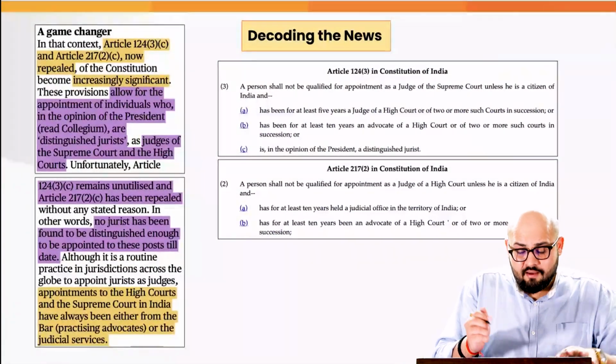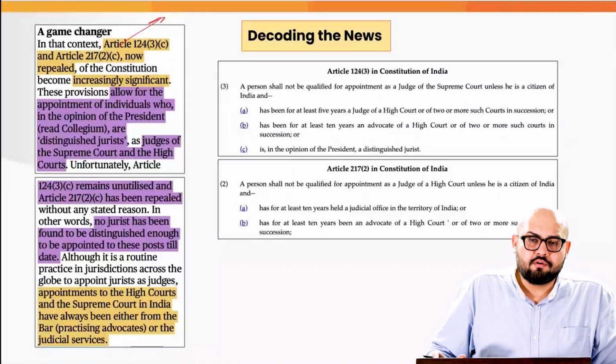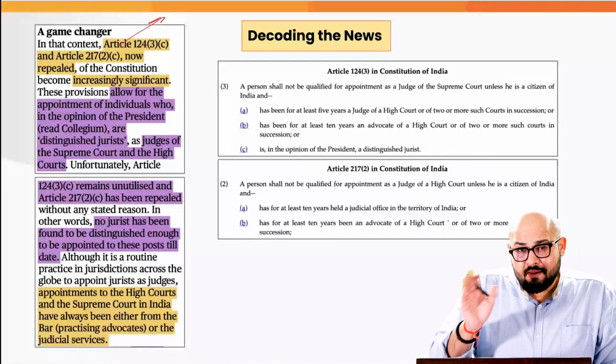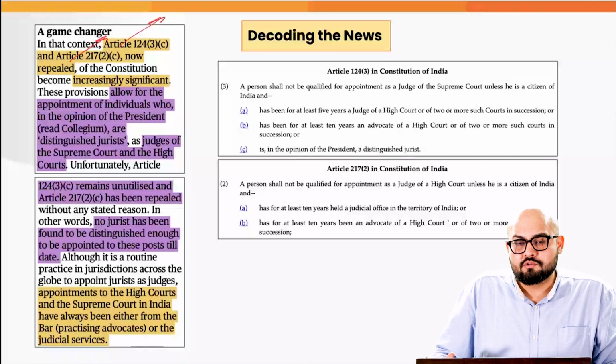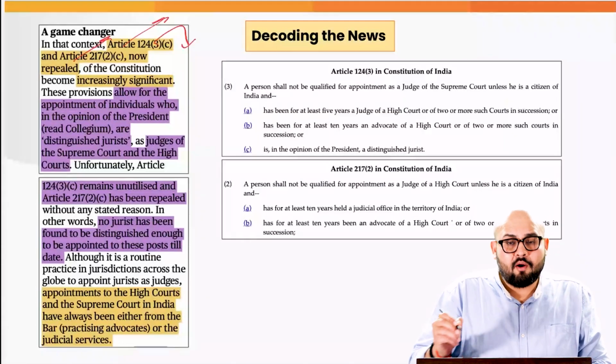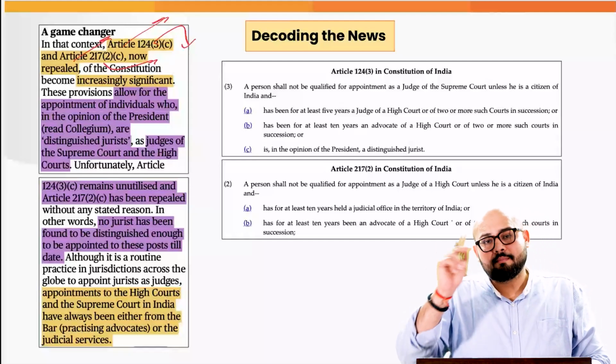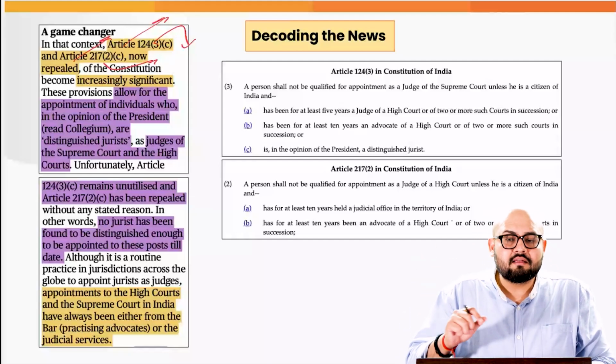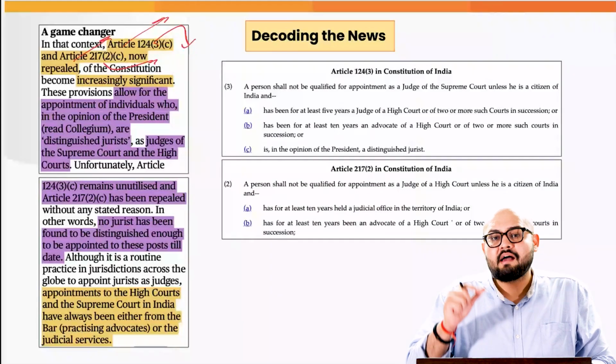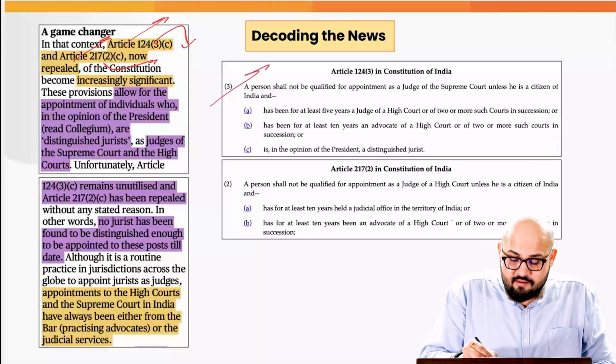A game changer: we have Article 124 subclause 3 subclause C and the repealed article, which is 217 subclause 2 subclause C. See, Article 124 talks about the appointment of a distinguished jurist as a judge of the Supreme Court, and Article 217, before being repealed, talked about the appointment of a distinguished jurist as a judge of the High Court, right? So you can just have a look at these articles.